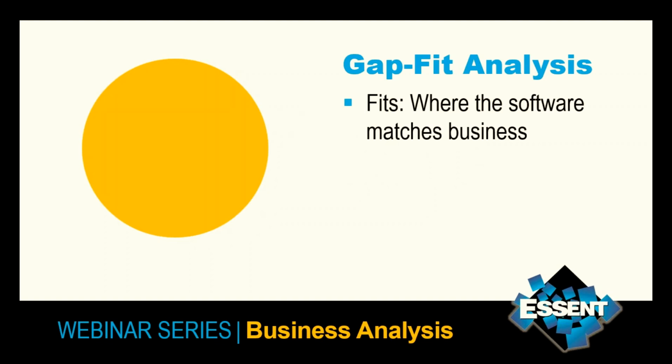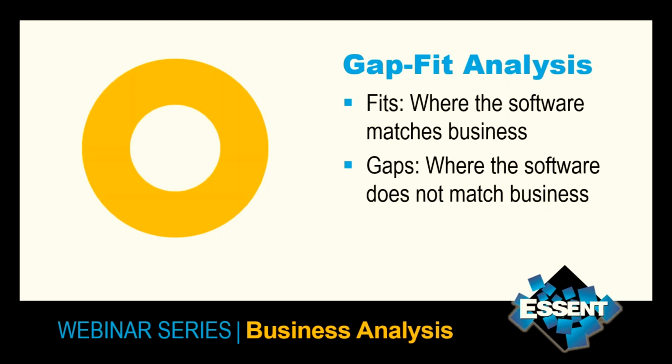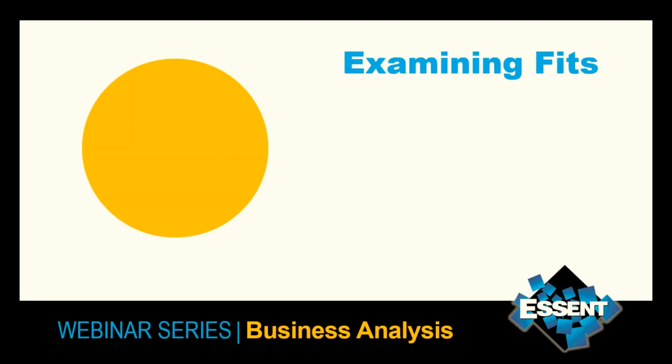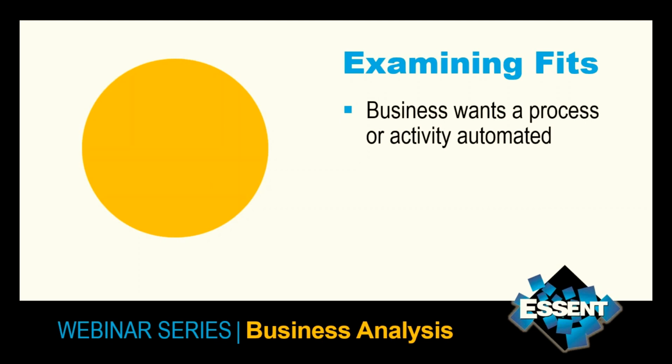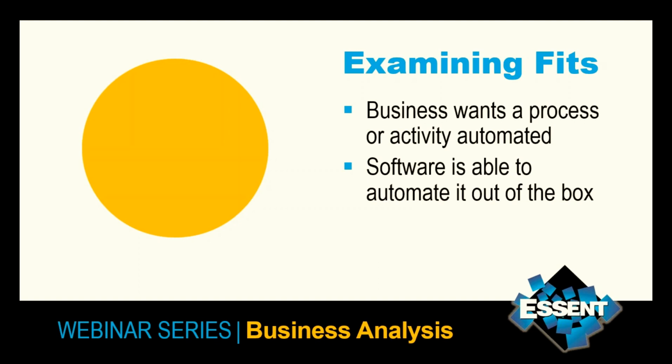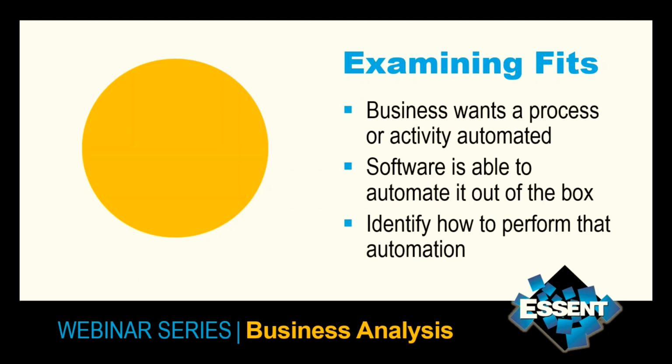So a gap fit analysis looks at the existing functionality and matches it to the business. Those are called the fits. It also identifies where the software can't do what the business wants, and those are called gaps. So when looking at fits a little closer, a fit is when the business wants a process or activity automated, and the software is able to automate it with its built-in functionality. And then it's just a matter of identifying the configurations, settings, features, and functionality to perform the automation.